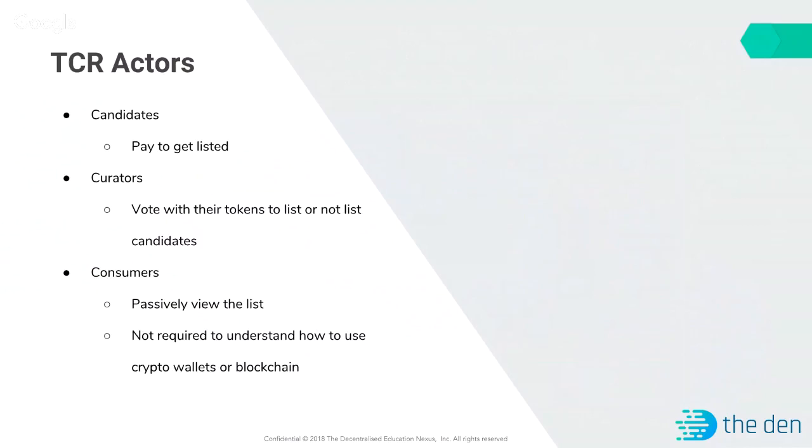And then we also have consumers. Consumers essentially passively view the list. They don't have to understand how to use blockchains or crypto. They don't have to understand anything, because you can just make a TCR that's all smart contract logic, and the front end just pulls data from the smart contract. So when a user goes to the website, they're not even aware that they're looking at a token curated registry. They just think that they're looking at a site that hand selects businesses that have good products.